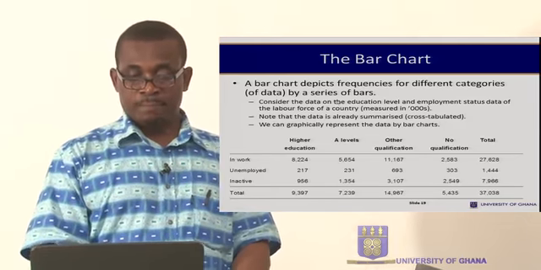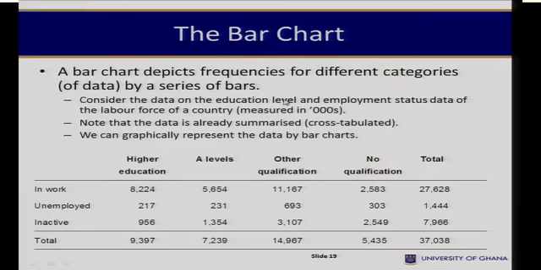So the data you see here is the data on the level of education and the employment status of 37,038,000 persons. Because the data is measured in thousands, this is the total. Now the categories group the persons into whether they are in work, unemployed, or inactive. Another categorization looks at their education status: higher education, that is university and above, A levels, other qualification, or no qualification.